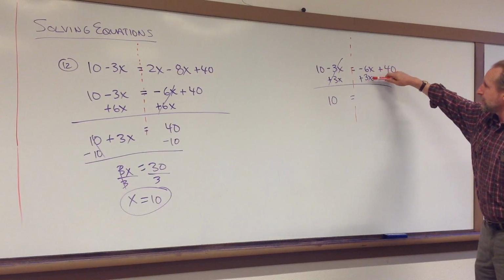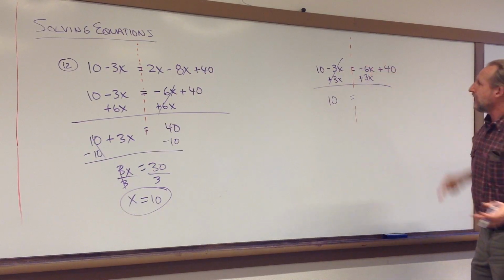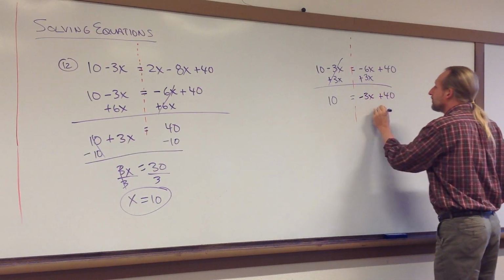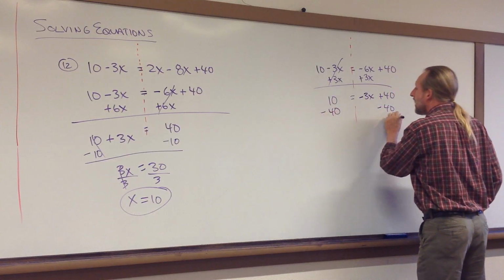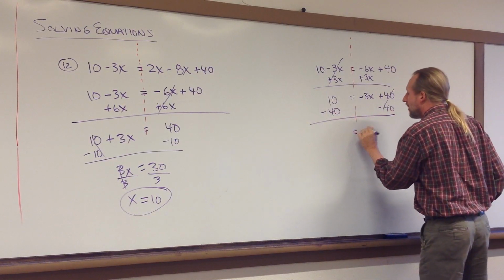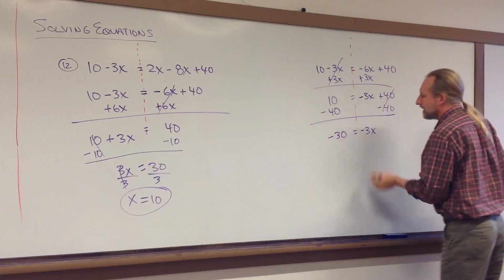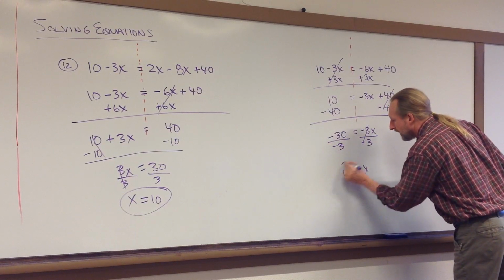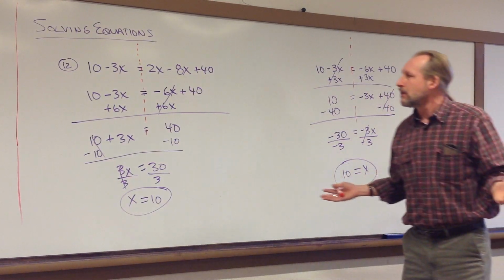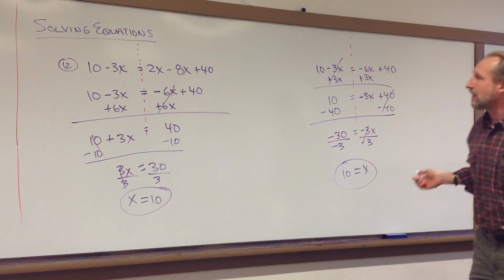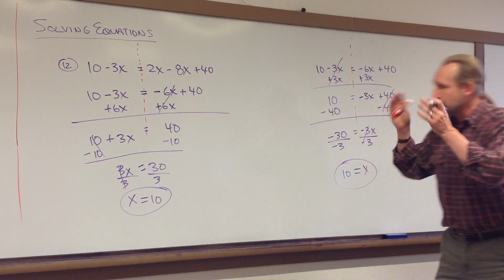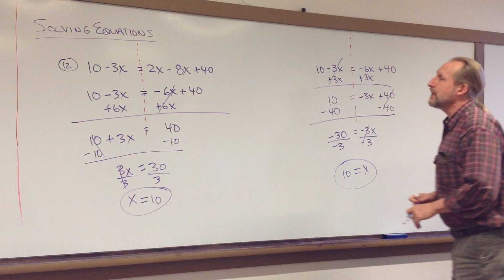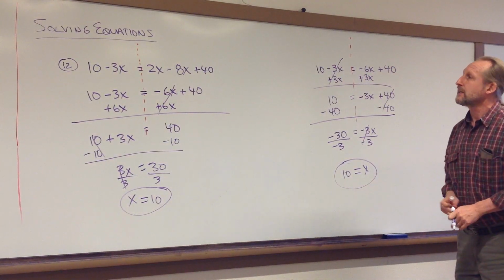Now, you do have to be careful with this computation right here. Negative 6 and positive 3 make negative 3x. And then we'll move the 40 over here. And again, 10 minus 40 is going to give us a negative 30 on this side. And then when we divide on both sides by negative 3, we'll still get x equals positive 10. So it doesn't matter which side you decide to group everything on. Okay? The important part is to make a decision, stick with it, finish the problem, pay attention to your computation, and then that'll lead you to the correct answer.